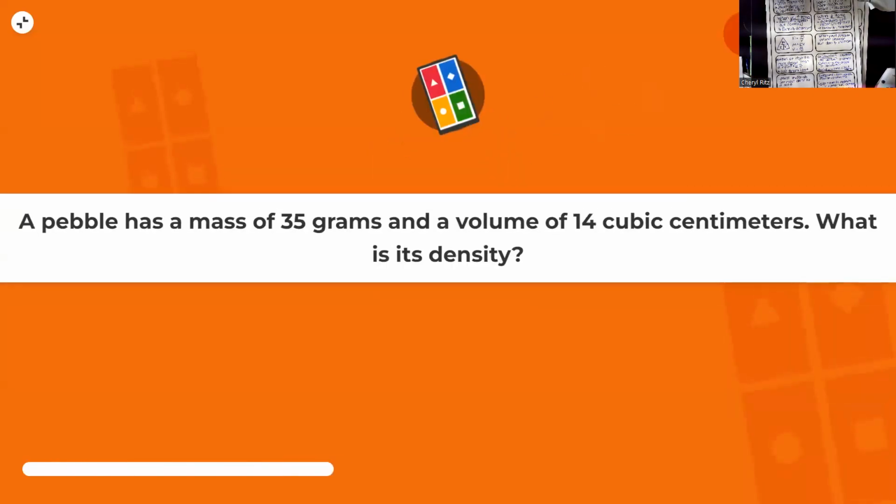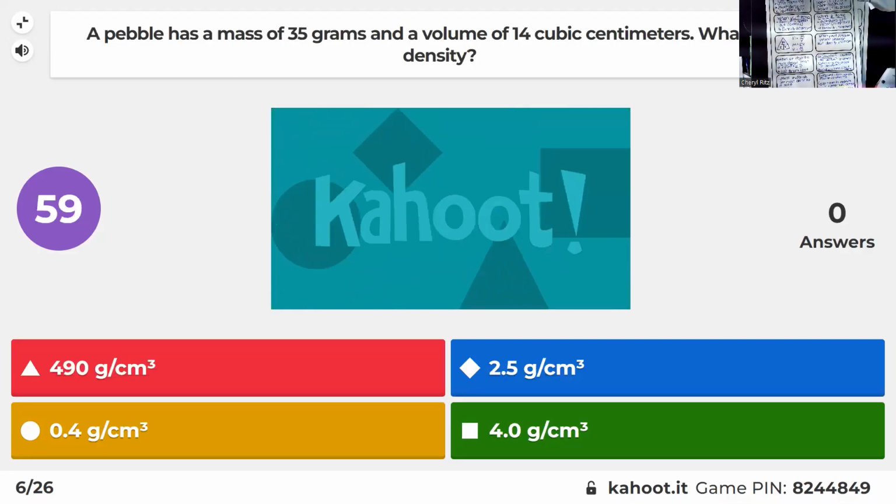A pebble has a mass of 35 and a volume of 14 cubic centimeters. What is the density?